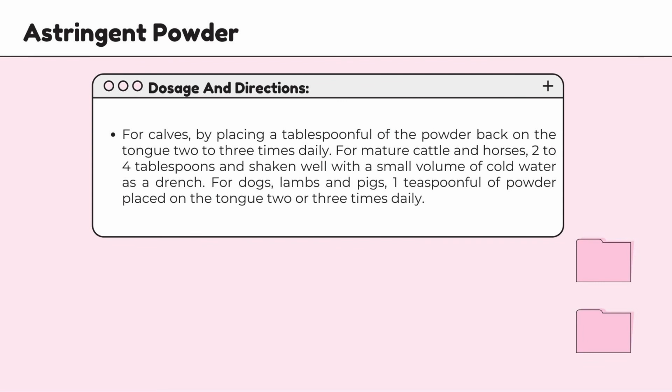For calves, best given by placing a tablespoon of powder on the back of the tongue 2 to 3 times a day. For mature cattle and horses, 2 to 4 tablespoons shaken well with a small volume of cold water as a drench. For dogs, lambs, and pigs, 1 tablespoon of powder placed on the tongue 2 to 3 times a day.